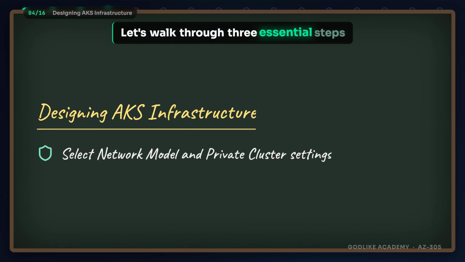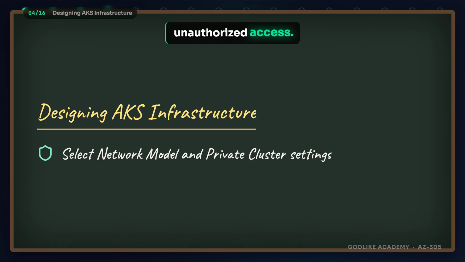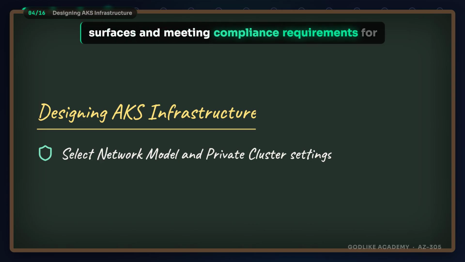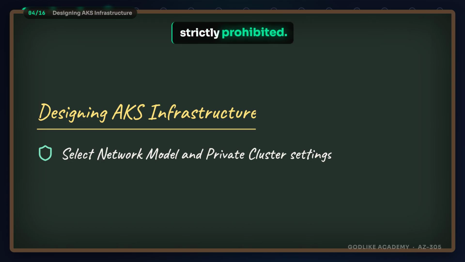Let's walk through 3 essential steps to design a robust AKS infrastructure for certification scenarios. First, select the network model and configure the cluster with private endpoints to secure the API server against unauthorized access. We will see how to enforce this during creation using Azure CLI flags. This ensures your control plane remains isolated within your VNet, reducing attack surfaces and meeting compliance requirements for enterprise deployments where public exposure is strictly prohibited.